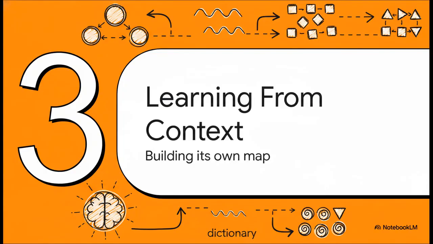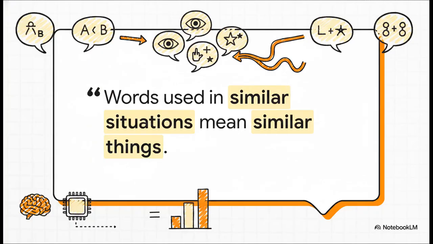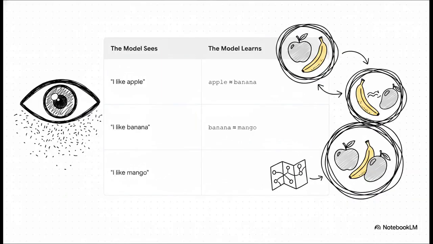Now for the really clever part. How does the machine know where to place all these words? It doesn't have a dictionary to look things up. It builds its own map by just observing one very simple rule about how we humans use language. This one sentence right here is the foundation for everything. It's the only rule the computer needs. Words used in similar situations mean similar things. So if two words keep popping up interchangeably in millions of sentences, the machine just assumes they've got to be related.